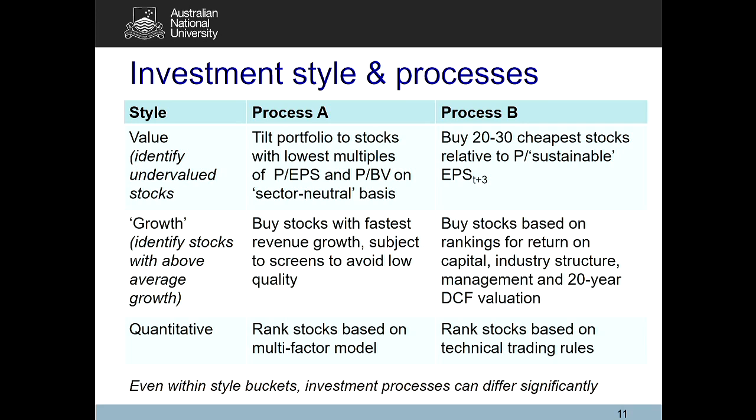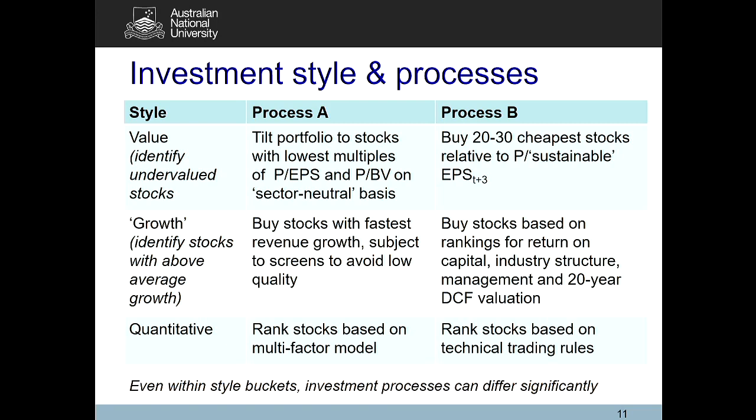Process A, you are tilting your portfolio towards stocks that are classified as value using 2 different metrics. One is price on earnings per share, and the other is price on book. And when you do that, you're going to do it on a sector-neutral basis. So you're trying to find cheap stocks, but you're trying to find the cheapest tech of the tech stocks, the cheapest banking of the banks, the cheapest resource stocks of the resource industry. So by doing that, you're going to get a spread of exposures across your different industries.